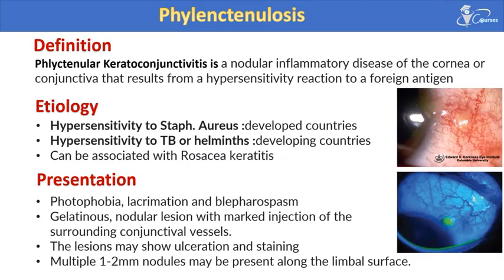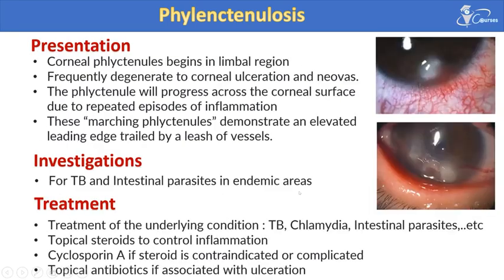Sometimes they can be multiple. They can be one nodule, two nodules along the limbal surface. Also, this is for the conjunctival phlyctenule. For the corneal phlyctenule, they start in the limbus region. Again, you see this intense conjunctival hyperemia. They sometimes degenerate, leading to corneal ulceration and new vascularization.